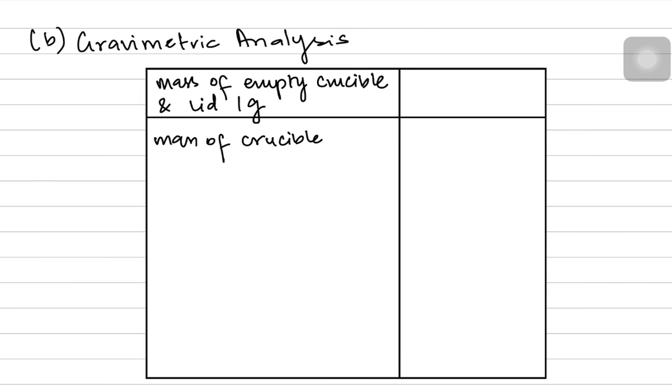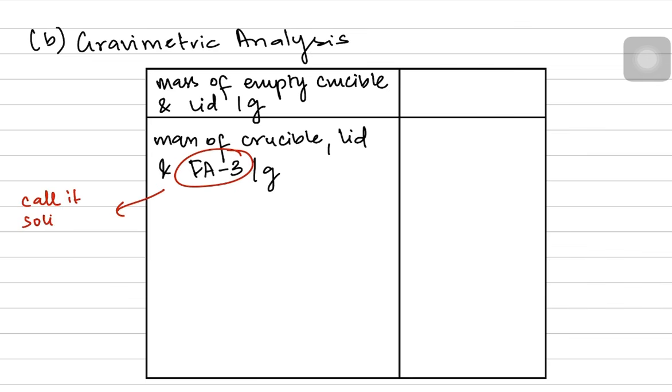For example, another heading could be the mass of crucible and lid and FA3. FA3 is again an example. Whatever label is there, place it there. Since FA3 is obviously a solid, because that's why you're measuring the mass, you can call it the solid. That's okay. You can call it the contents. That's okay.